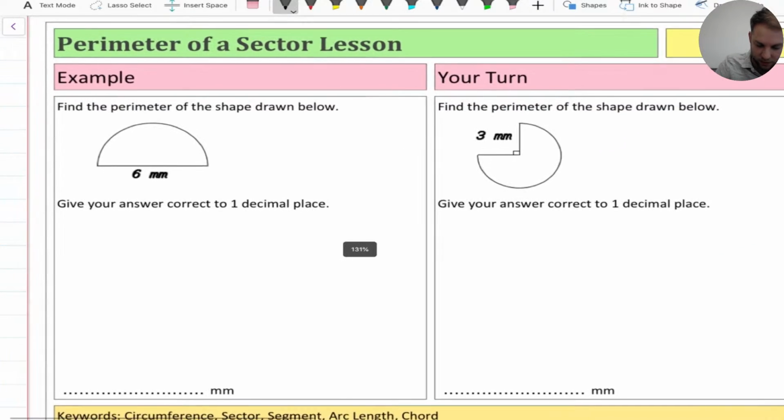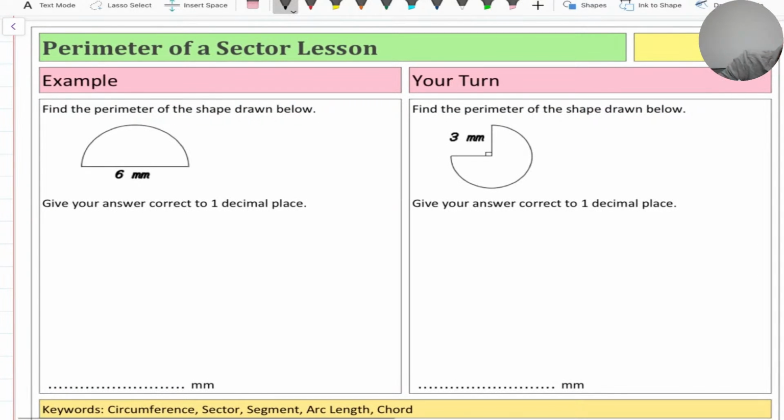So let's have a go at this one here. We'll do example 1, like so. So the first thing I'm going to do, always, I'm going to write down what the radius and the diameter is. Now in this one here, my diameter is actually 6, which is all the way across, so 6 millimeters, like so. And my radius in this case is equal to 3 millimeters.